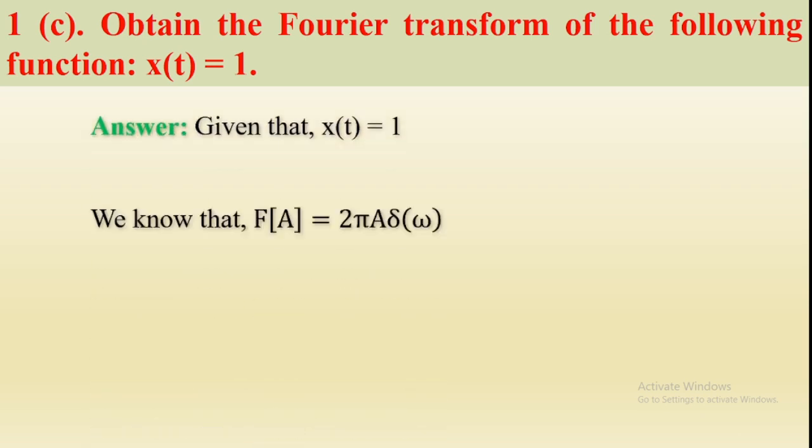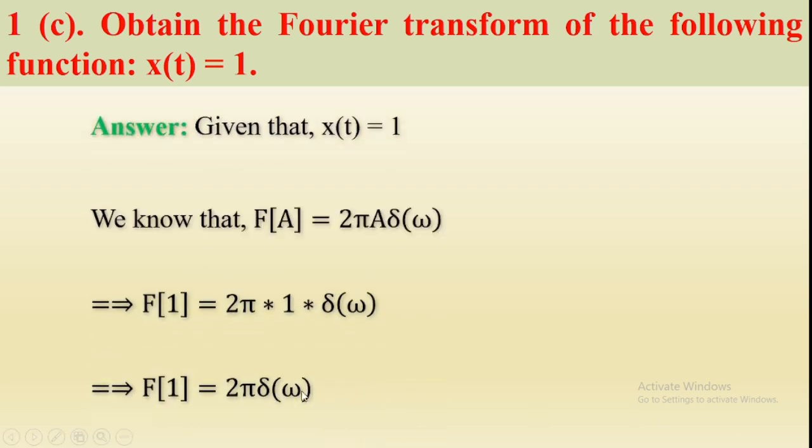Next, draw the graphical representation of 2 pi del of omega. The x-axis is omega, which varies from minus infinity to plus infinity, and the y-axis is the magnitude of the Fourier transform of 1, that is X of omega. According to the definition of the impulse function, del of omega exists only at omega equal to 0. At omega equal to 0, the magnitude is 2 pi, and for all other values of omega, greater than or less than 0, it has 0 value. So this is the graphical representation of the Fourier transform of 1.